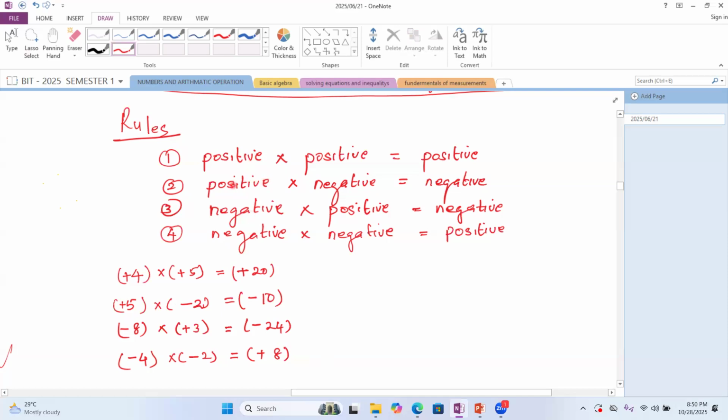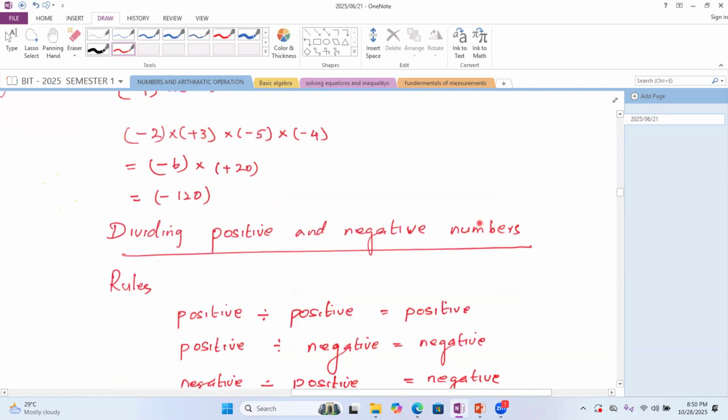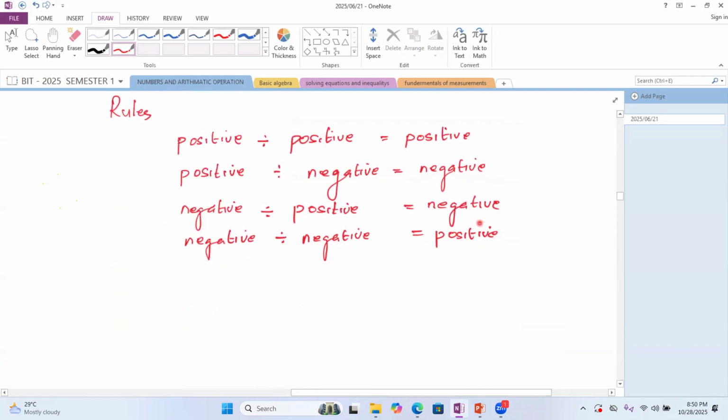So how to memorize these rules? Same sign, positive, positive, that is positive. Same sign, negative, negative, we get positive. Same sign, we get positive. Opposite sign, positive, negative or negative, positive, we get negative. So same sign, positive; opposite sign, negative. Right? We remember these rules.